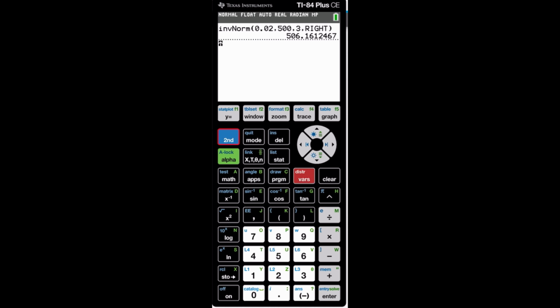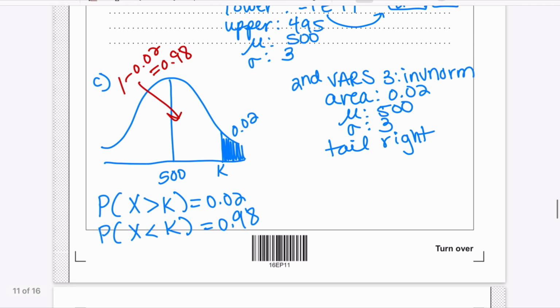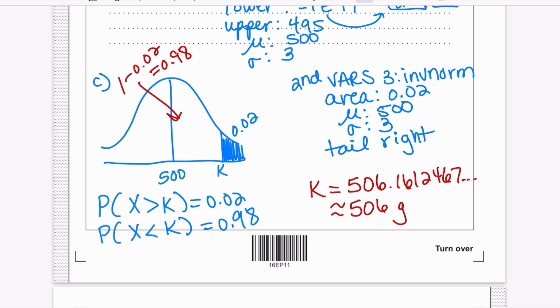For those of you who don't have the option of tail right, tail left, your calculator only works left. So you would go second vars, option 3 inverse norm. The area you're going to use is 0.98. Now, I'm going to pretend like none of this is being asked. Your calculator by default would have been set to the left, but notice that you're going to get exactly the same answer because you told the calculator the area that would have been shaded on the left. So then this answer is basically going to be 506.1612467 ... I always like to write my full answer, and then I'm going to round to 3 significant figures, and don't forget your unit.